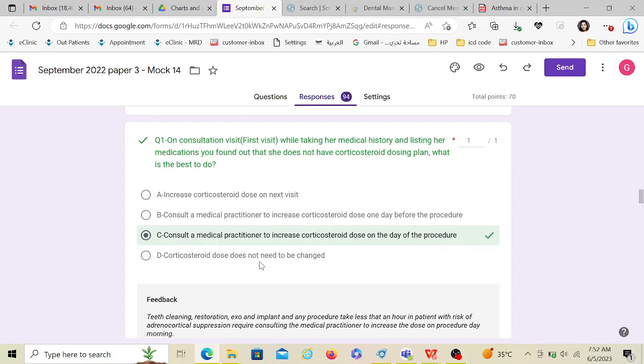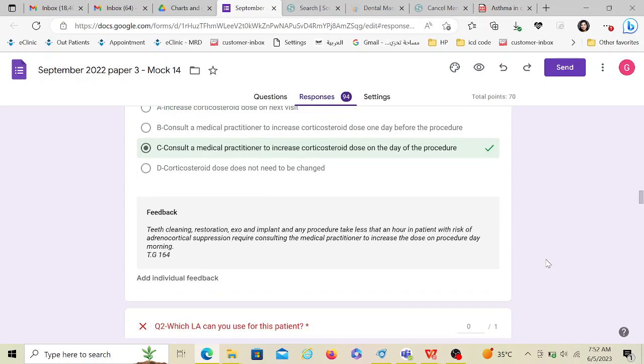And option D, steroid dose does not need to be changed. Because she's been taking steroids long-term, as the question has mentioned, they would require to increase the dose, and it's a class 4 filling, meaning you have to place the matrix band and it's going to take some long time, correct? So I would go with option C, though option A was plausible if option C wasn't available.